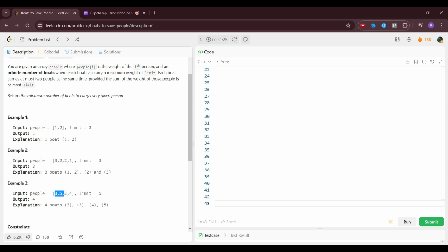And then if we come to 3 5 3 4, for this we are going to use 3, and then 3, and then 4, and then 5. These are the four boats which we are going to use.